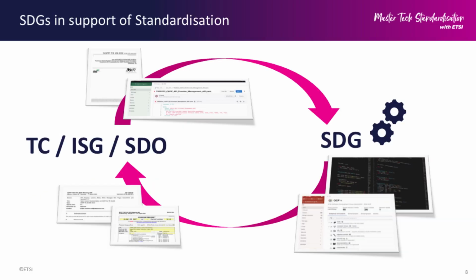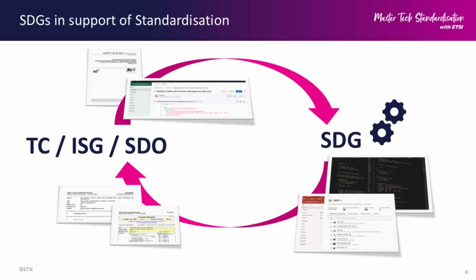As we saw in the previous slide, the interaction between the SDGs and standardisation groups are key to the successful outcome for all parties. In fact, it is not only ETSI technical committees and industry specification groups that can benefit.